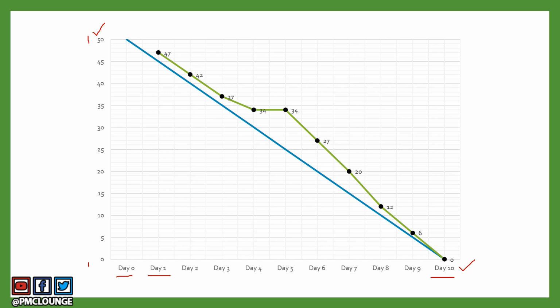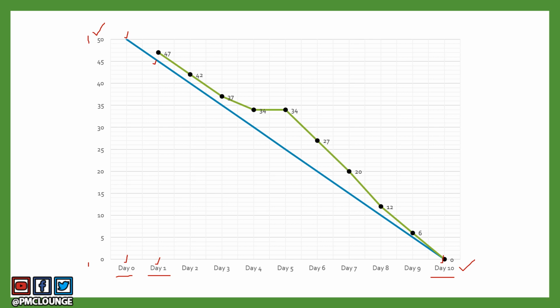The blue line represents how many story points you should be completing each day. So on day 0, you will have 50 story points. On day 1, you should ideally have 45 story points. That's how you will be able to come to day 10 and be left with 0 story points. Remember what we talked about in the previous slide. The burn down chart tells you how much work is left, right?